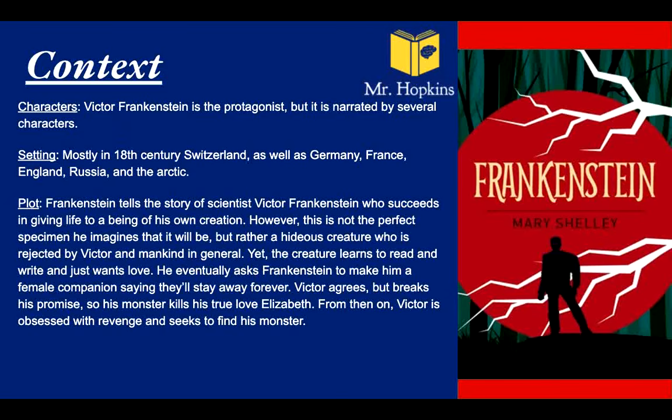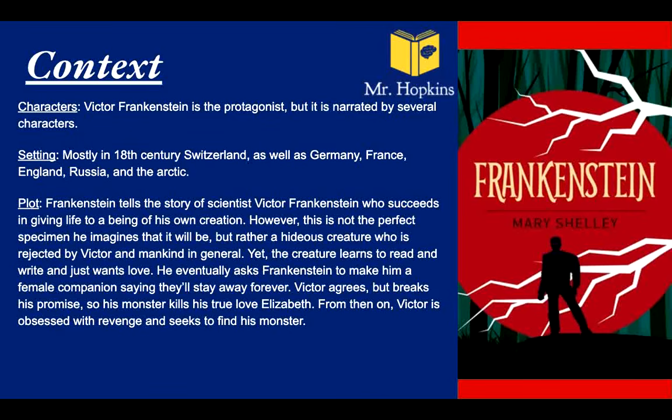The plot of Frankenstein is about a scientist called Victor Frankenstein. He's able to create new life from dead body parts. However, it's not the perfect specimen or the perfect creature he imagines. It's this grotesque, ugly thing. Victor Frankenstein rejects it, as does mankind in general.